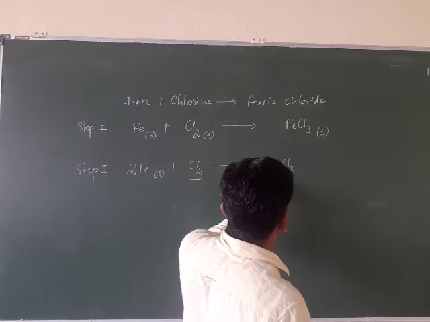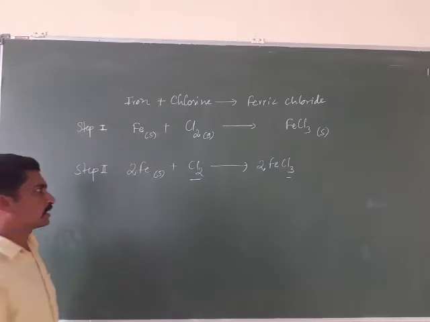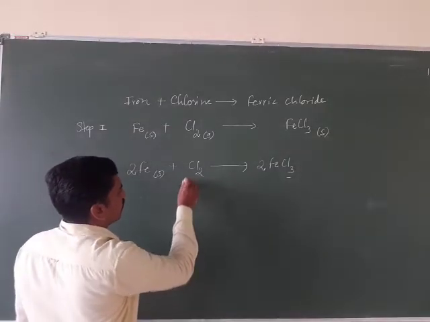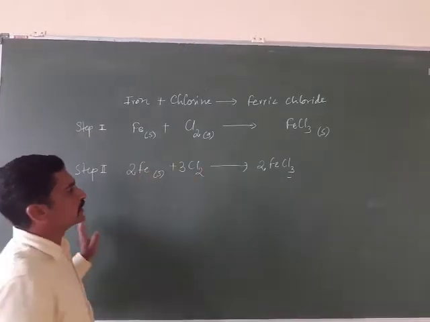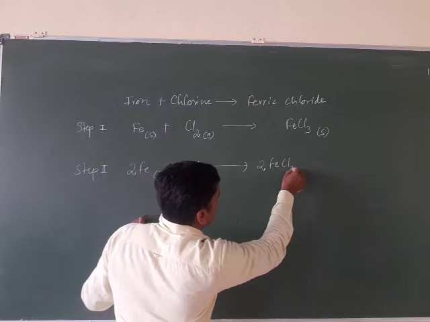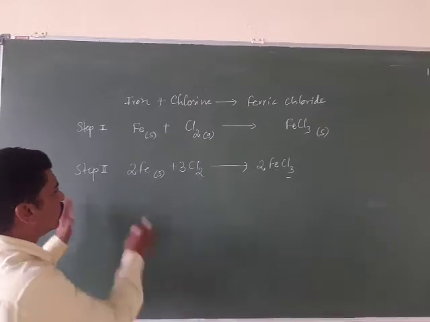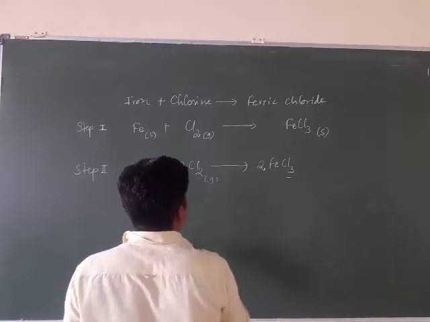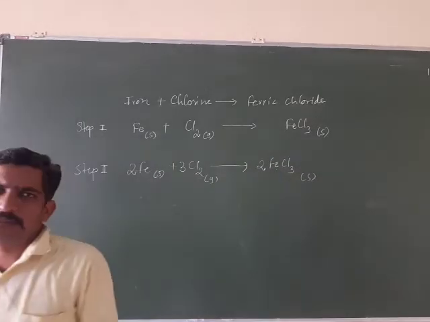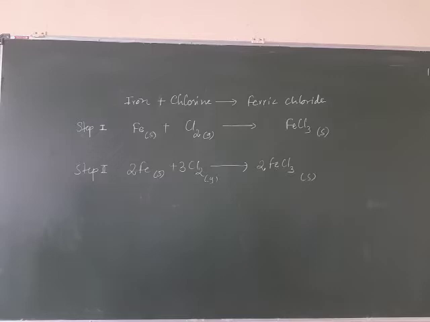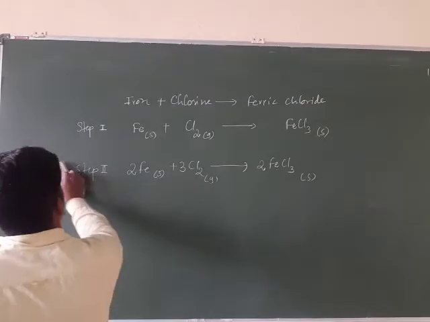Here we have 2 Fe, and chlorine is now 6. So we can take 3 molecules of chlorine, which gives 6 atoms of chlorine. Here 6 atoms of chlorine, 2 Fe, 6 atoms of chlorine. So the right hand side is equal to the left hand side, and now the reaction is totally balanced. Understood? Otherwise I will take another example.